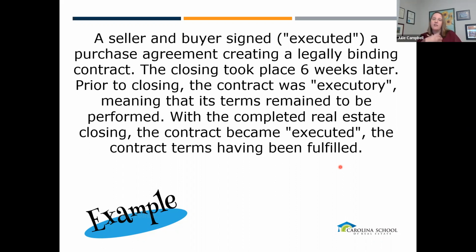So let's talk about validity of contracts. When we talk about validity of contracts, we're referring to whether or not they will stand up in a court of law. The judge will determine if the contract is valid or not.